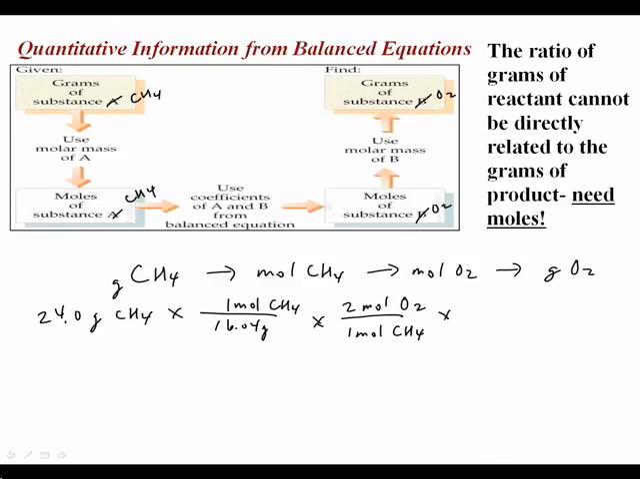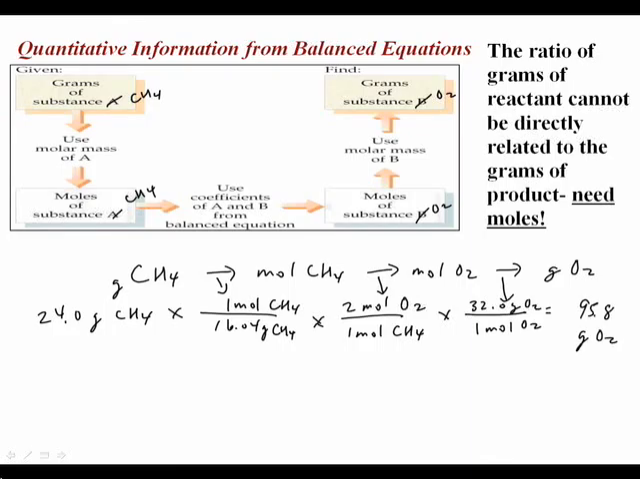And now we are in moles of O2. The last step is to change to grams. So we're going to have 1 mole of O2, and that weighs 32.0 grams. So my final answer is 95.8 grams of O2.